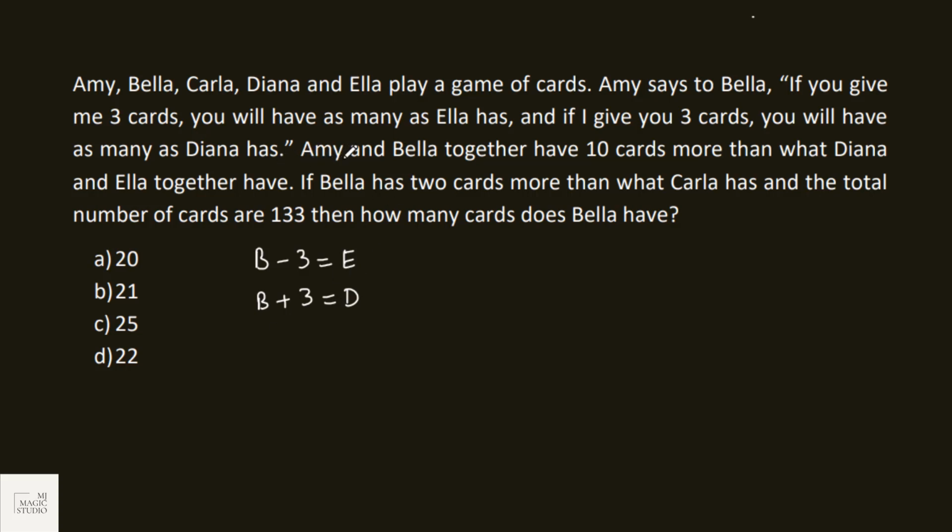Now, Amy and Bella, A and B together have 10 cards more, A plus B, 10 cards more than what D and E together have. Okay. If Bella has 2 cards more than what Carla has, so B is C plus 2, and the total number of cards are 133, then how many cards does Bella have? Okay, so A plus B plus C plus D plus E is 133.